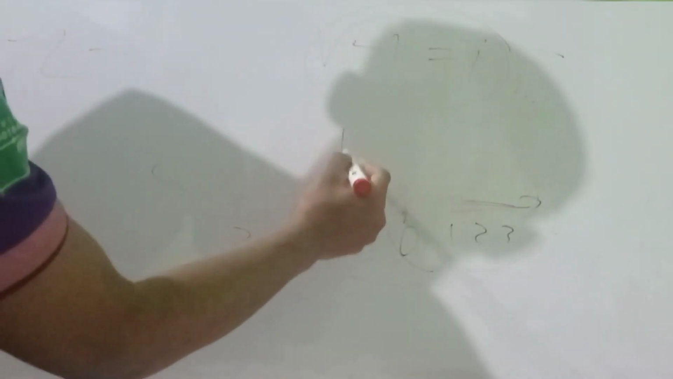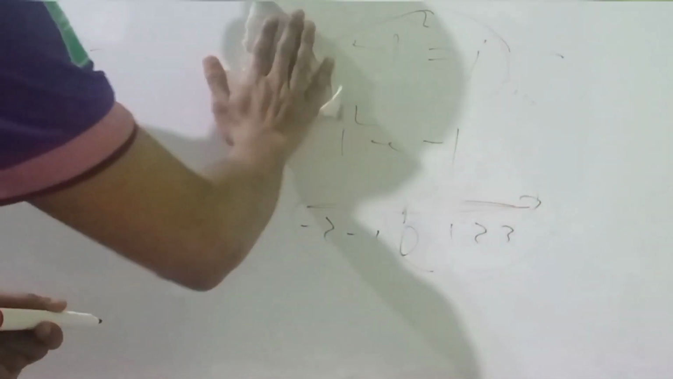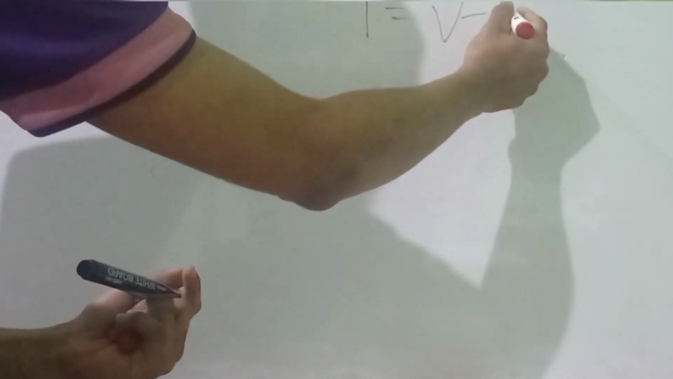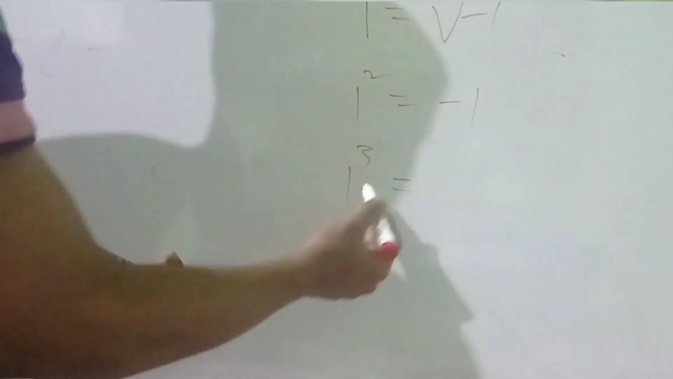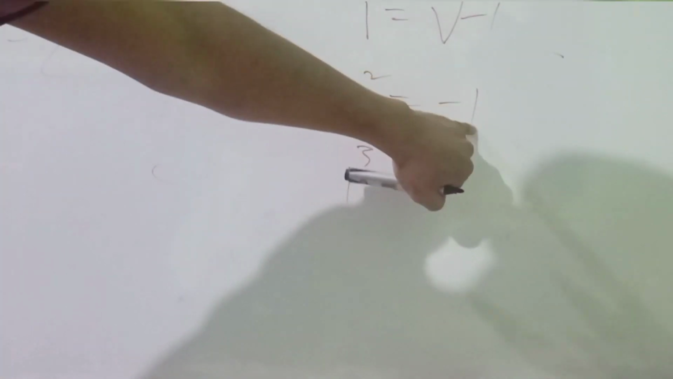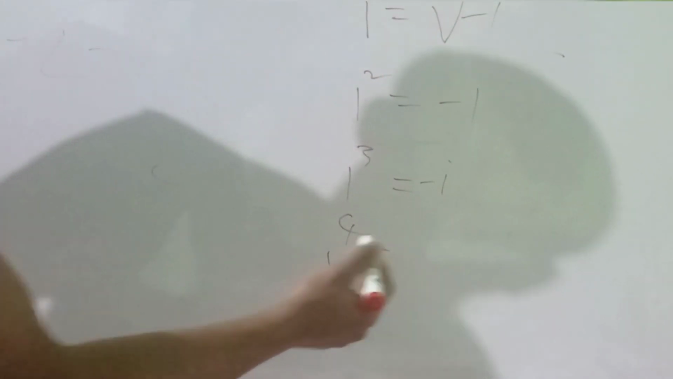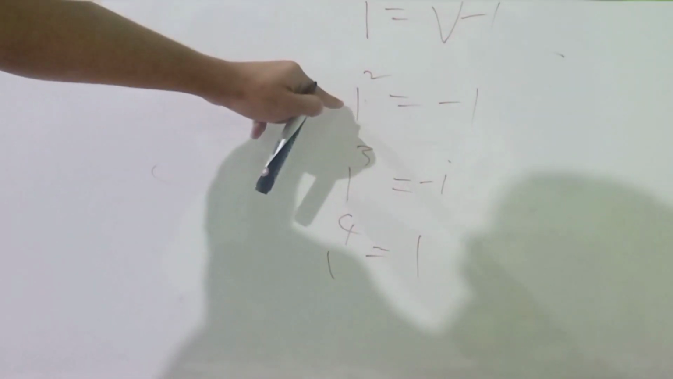Then i squared, if you just square it, is minus 1. Now focus, there is something very interesting happening here. i equals square root of minus 1, i squared equals minus 1, i cubed equals i squared into i, minus 1 into i, minus i. Then i to the power 4 equals minus 1 into minus 1, which is 1. So i equals square root of minus 1, i squared equals minus 1, i cubed equals minus i, and i to the power 4 equals 1.